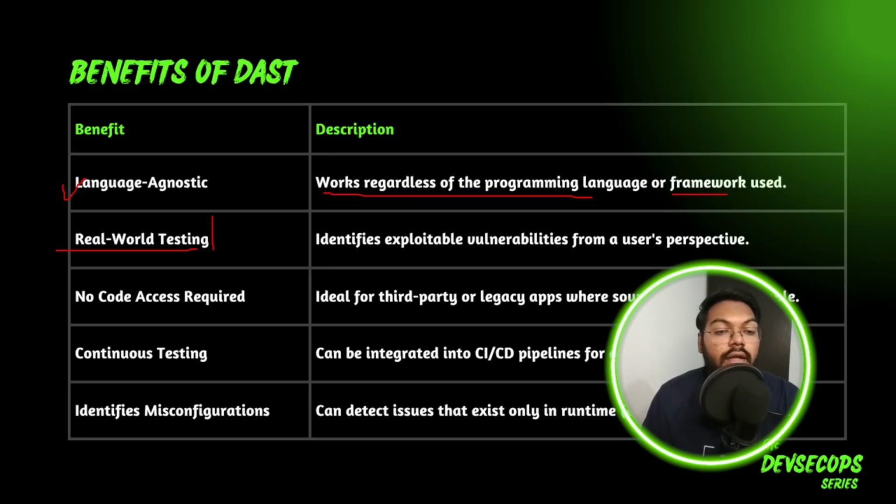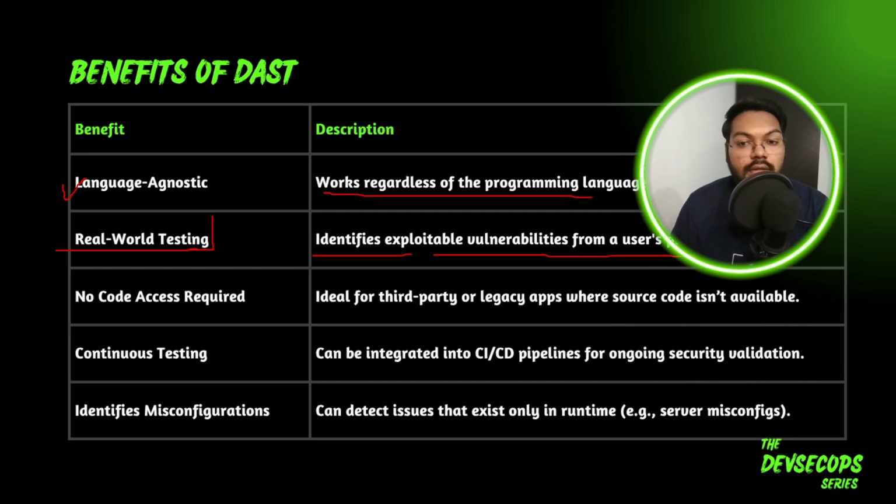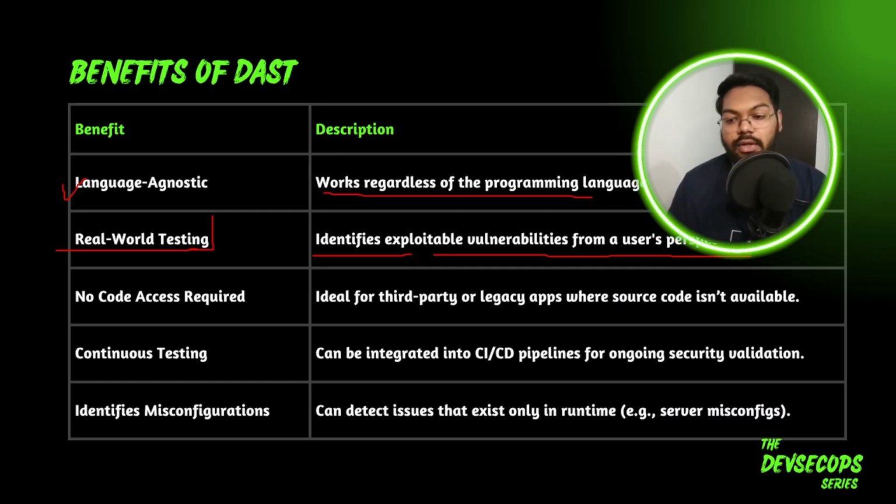Now it would do real world testing of your applications, and it identifies exploitable vulnerabilities from a user's perspective. As you are using this application, it would test your application based on that. So that's the major difference and benefit that we get out of DAST.